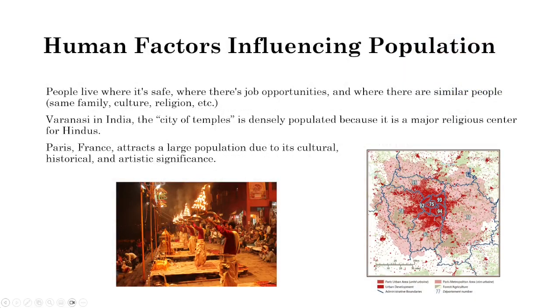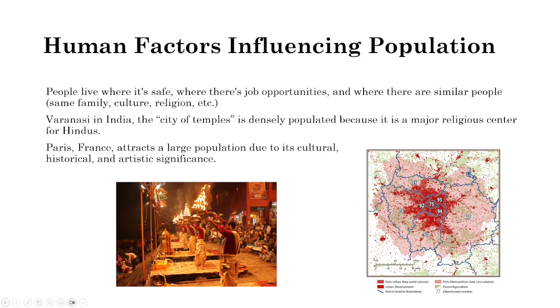Yeah, there we go. So let's look at some more human factors influencing population. A lot of this is going to seem like common sense, but if I asked you this before the lecture, you may have struggled to answer it. So people like to live where it's safe, where crime rates are low. They want to live where there's job opportunities, and they also want to live with similar people, whether that be close to family or friends, similar cultures, similar religions, stuff like that.